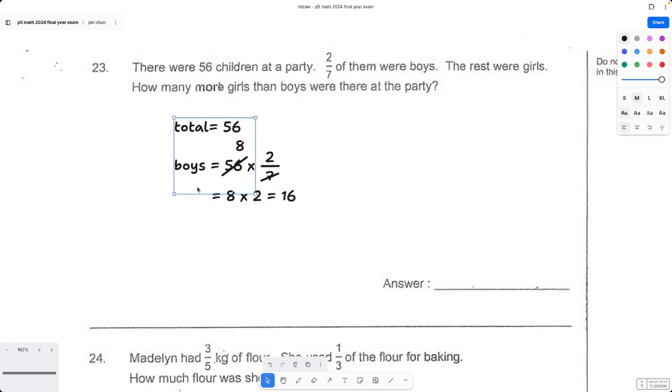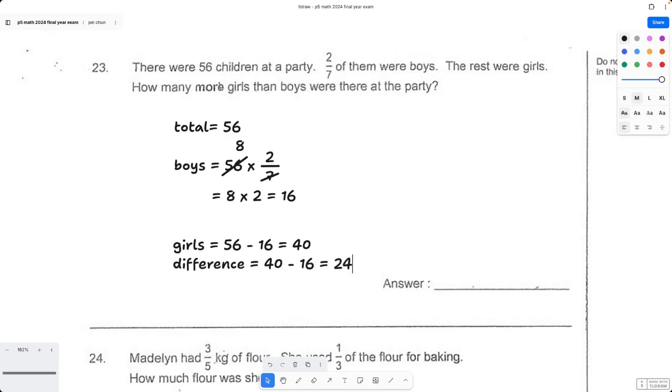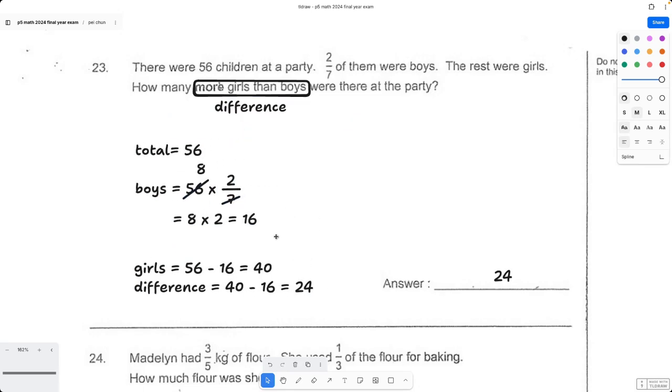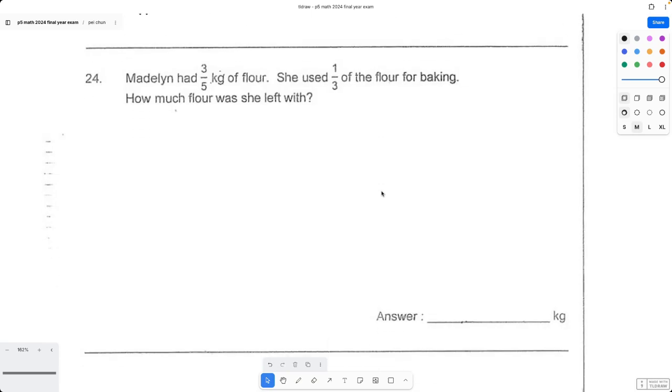Then how about girls? So girls, 56 minus 16 will be 40. So difference is equal to 40 minus 16, which is 24. So the answer to this is 24. There you go. How many more girls than boys? I call this difference. So we are looking for a difference.